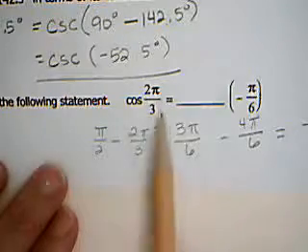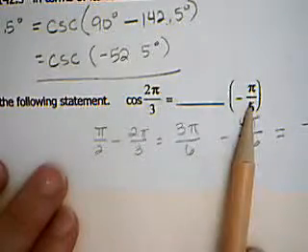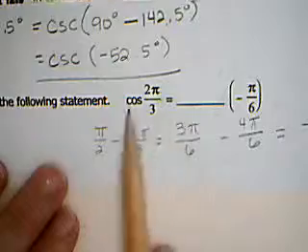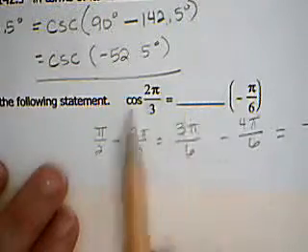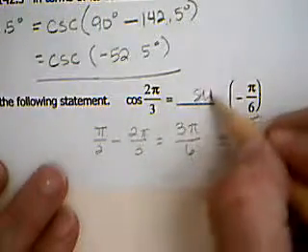So that's just letting you know these two angles are complementary, so therefore we're talking about these being cofunctions here. The cofunction of cosine is just sine.